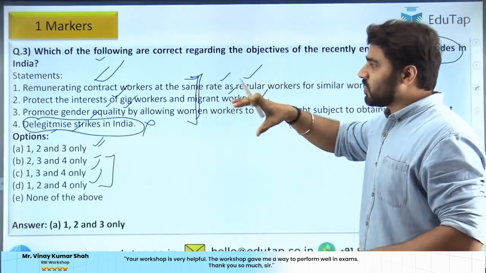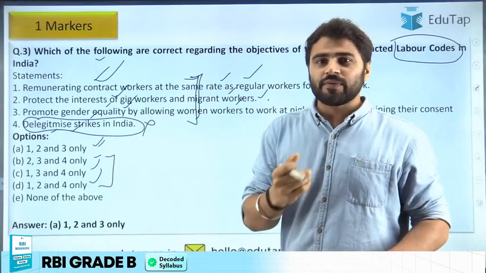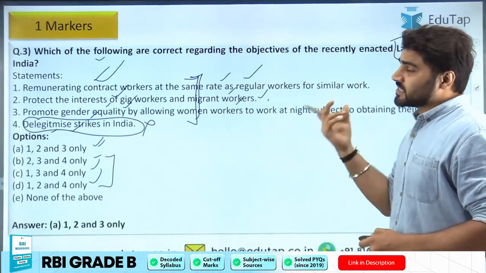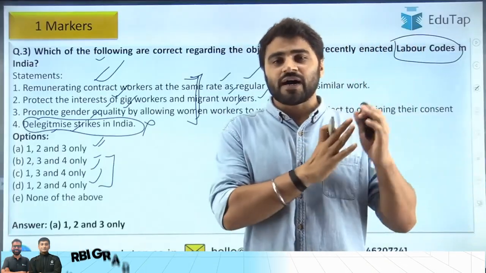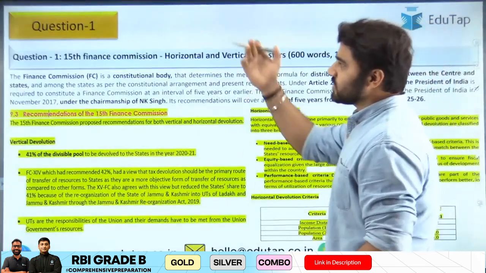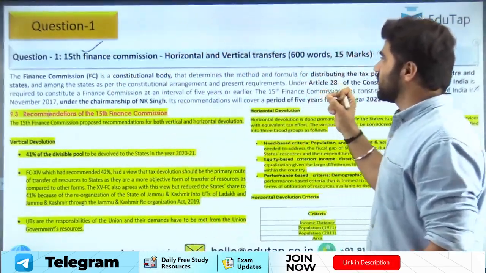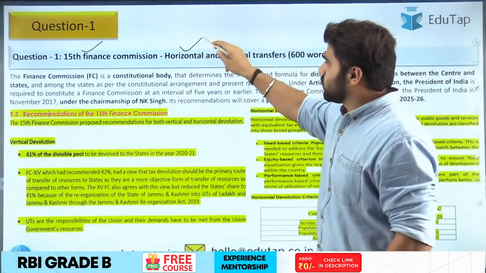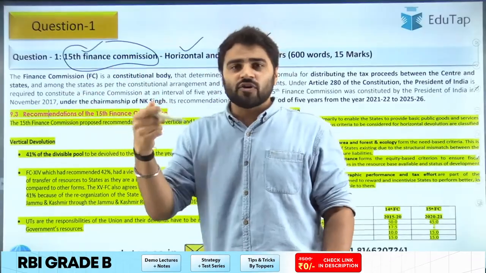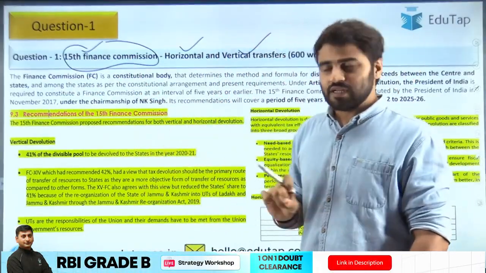So guys, this is all about the ESI static question. There were 3 questions which we have just discussed in phase 2 of the RBI Grade B examination, right? Now guys, let's discuss the descriptive component, the descriptive questions which were asked in the 2021 phase 2 examination. So here you can see question number 1: 15th Finance Commission horizontal and vertical transfer. They have asked about the horizontal and vertical transfer because the 15th Finance Commission was in news that year only, right? So this is completely a current affairs question.